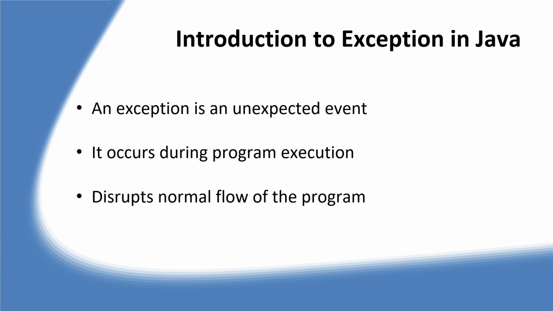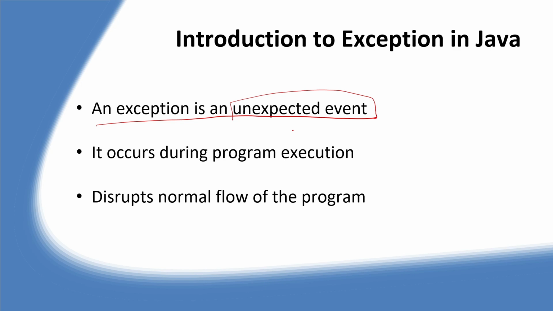So what is an exception? An exception is an unexpected event. Unexpected means we were not thinking this would happen, but it happened in the code. It might be some error, some exception. While the program is running, we can get an exception. That means it interrupts the normal flow of execution.